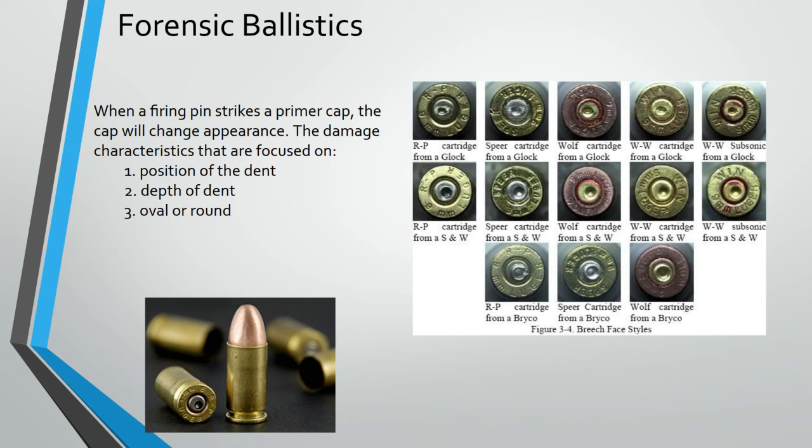The depth of the impression left by the firing pin: some are shallow, like this one, and some are quite deep, like this one over here. And then the shape of it, whether they're oval, like this top row, or round, like this second row here. And then these have a convex and concave impression in them from the firing pin, which gives us an idea that there were three separate firing pins and they could be linked to multiple different guns.